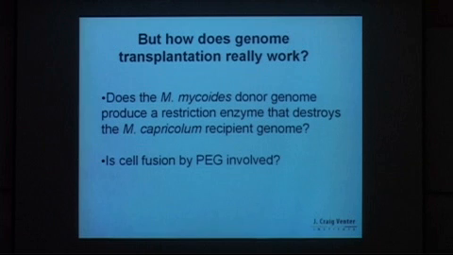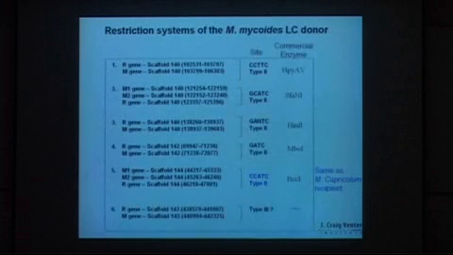But is that really how transplantation works? And one thing we began to wonder about is whether DNA restriction is involved in the process. And we also wondered, what is PEG doing in this process? Is it really a question of single cells taking up DNA or what?